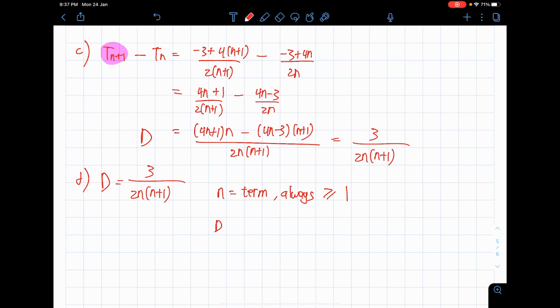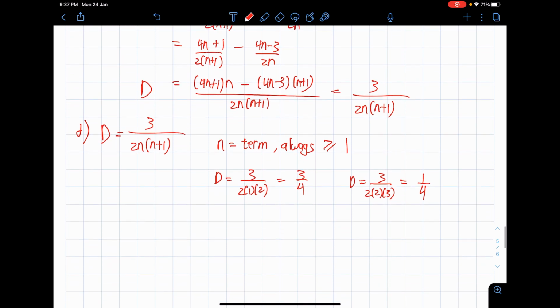So to speak, if we have the difference as 3 over 2 times 1 times 2, for n equals 1, I'll get the difference to be 3 over 4. The difference is 3 over 4 when n is 1. When n is 2, you'll get this, which is 1 over 4. So for term 2, the difference is even less. When you increase n to 3, for example, I'm going to get 1 over 8.